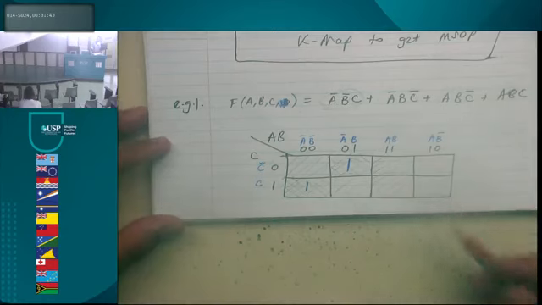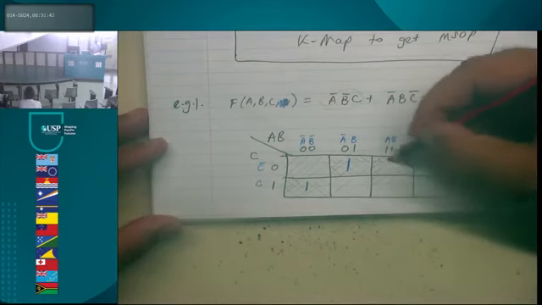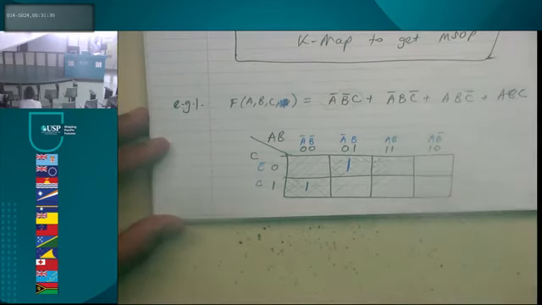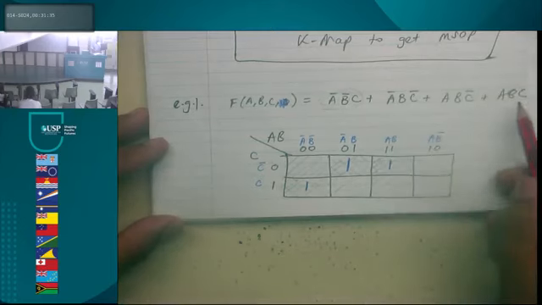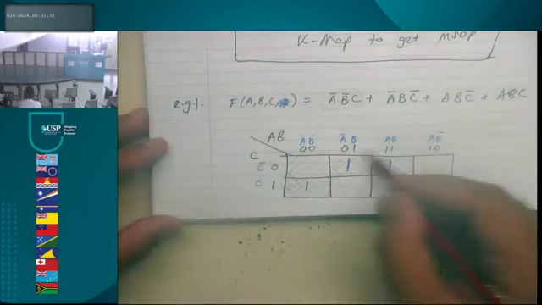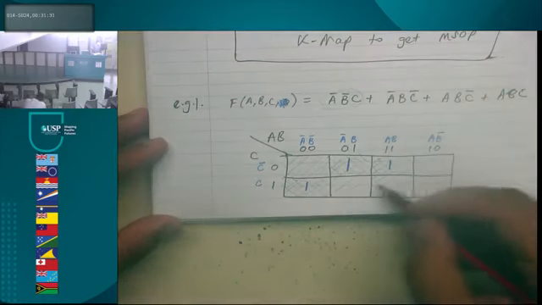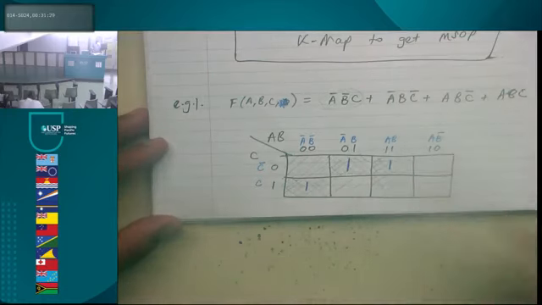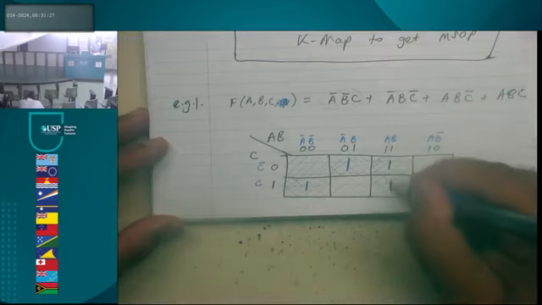That's AB. And what's C bar? C bar is here. So there we go. We put a 1 over there. Let's look at the last one. ABC. That's the whole thing again. And then C. Oh, so it's this one here. So there we go. Right?